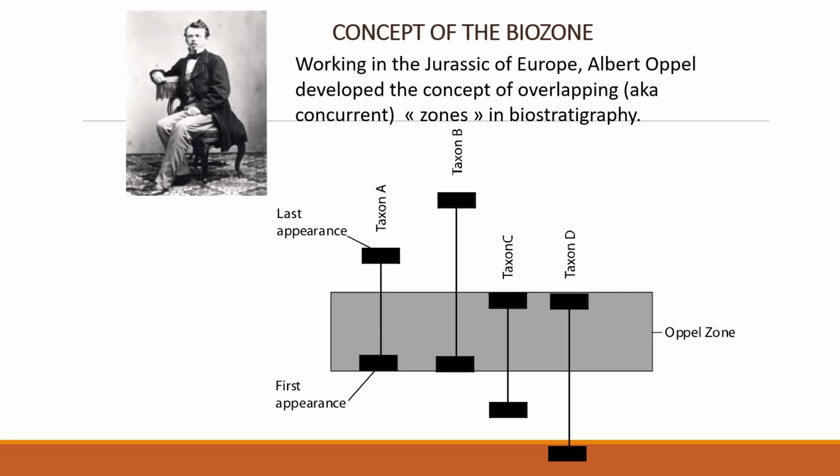We also have this concept of the biozone. This is the idea of overlapping zones in biostratigraphy. We're going to look at when certain species first appear and when they last appear. Where they overlap, we call these different zones, which will be named after index fossils. Once an index fossil has its last appearance, it will not be found in later zones. So these are helpful in biostratigraphy.